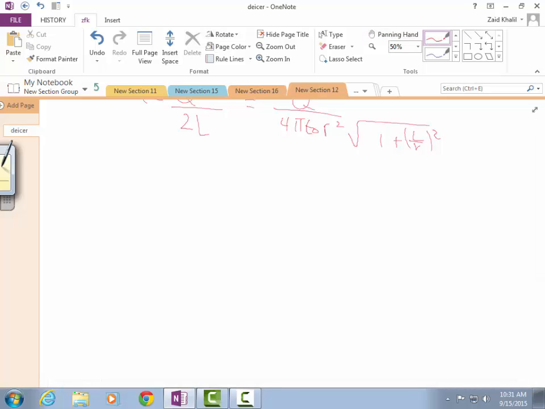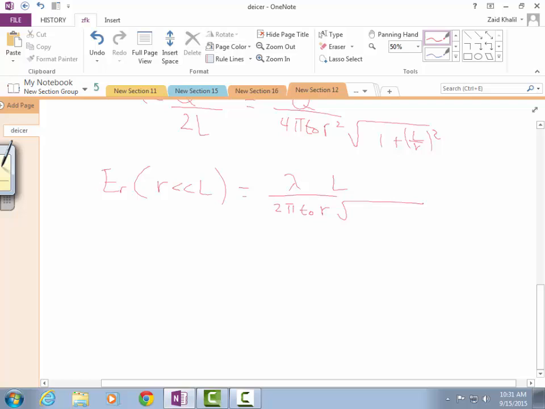On the other end, we have E_R for r much, much less than L. I think this is where I need it. And what did it equal? It's lambda over 2 pi epsilon 0. There's an L in the numerator, there's an r in the denominator, and then there's what? r squared plus L squared. Check that this is right. First, that this is the correct electric field, right?